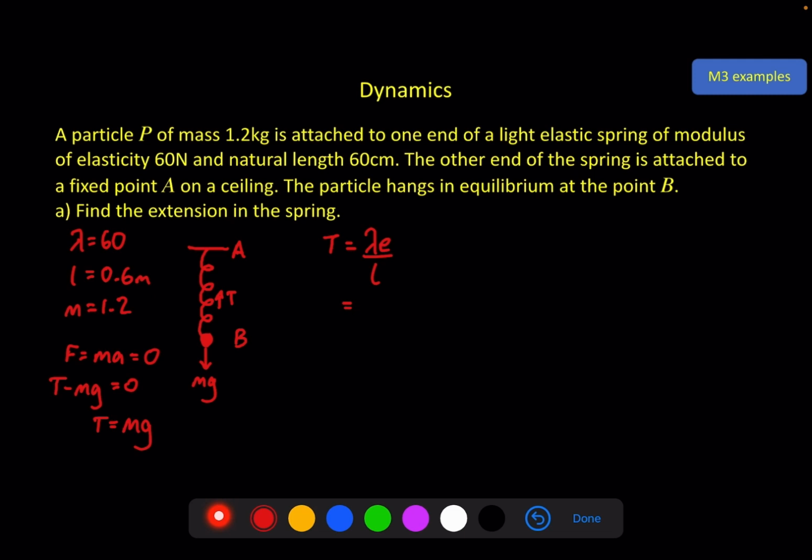So we've got lambda is 60, extension E, 0.6 for the natural length, and mg, and we know m, so let me put that in, 1.2 times 9.8, which gives us an answer of E equals 0.1176. So the extension there is 11.76 centimeters. But when we continue to use it in the equations, we should still be using meters. And I guess because I've used 9.8 for g, I should round that to 12 centimeters to two significant figures.